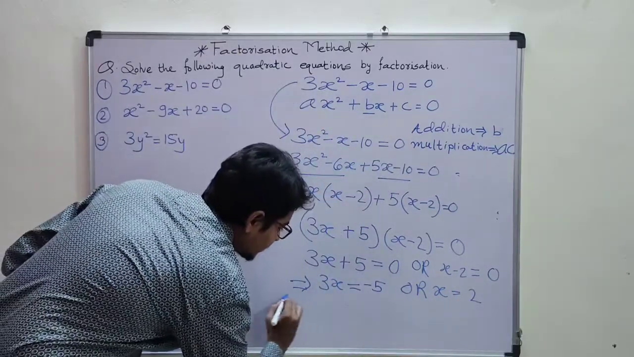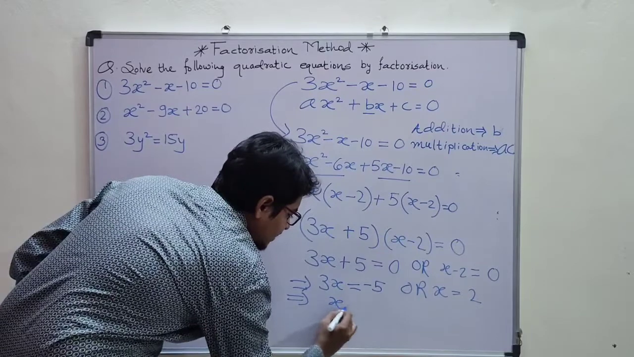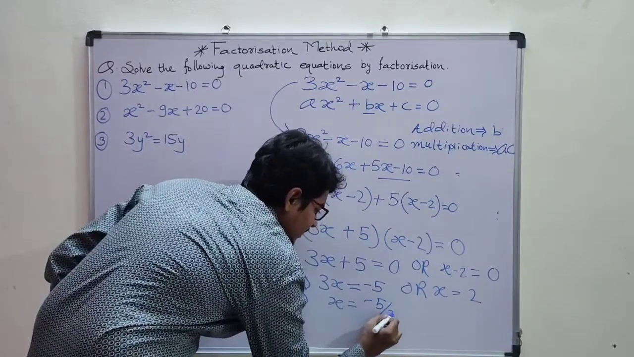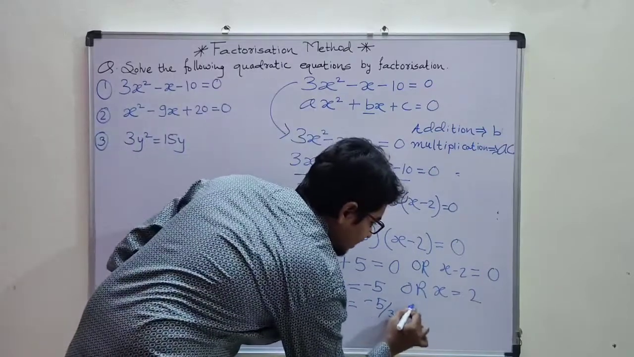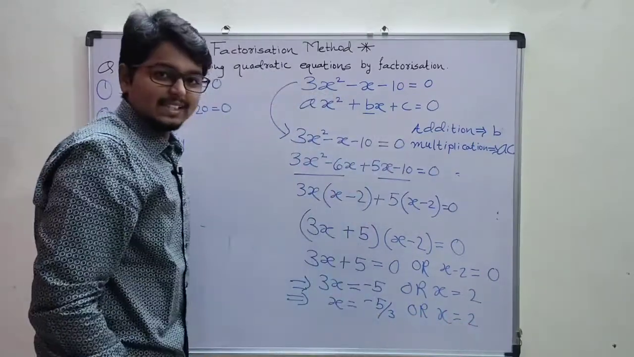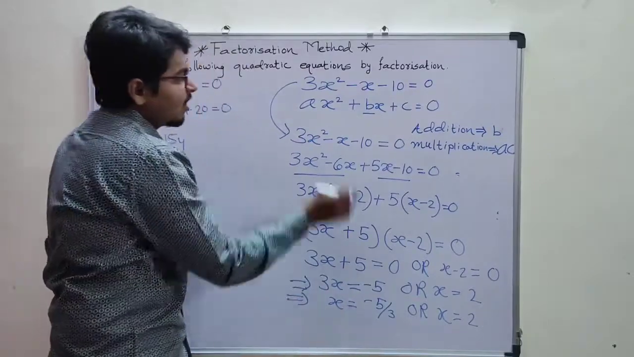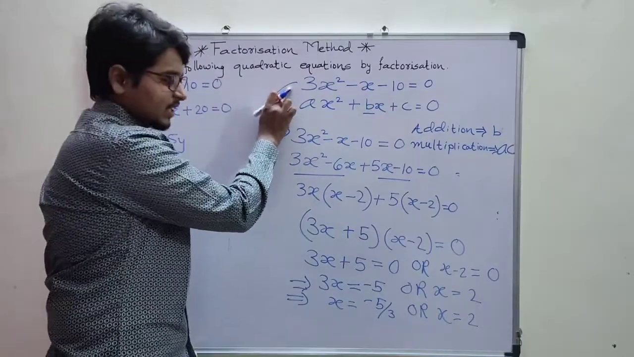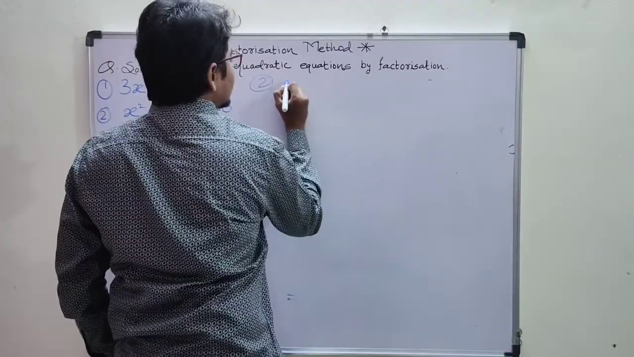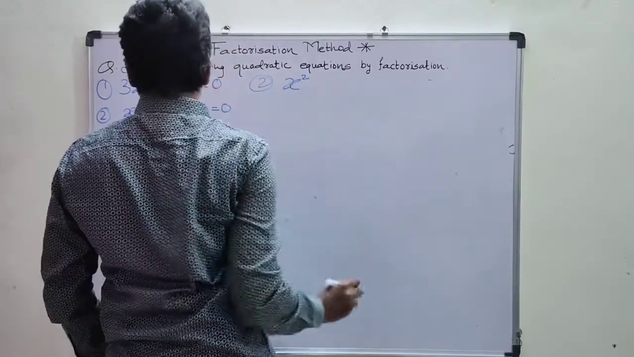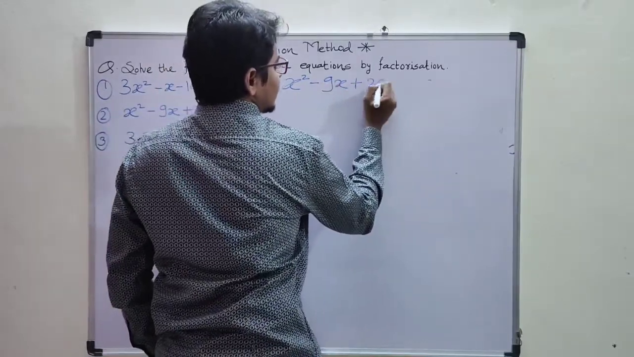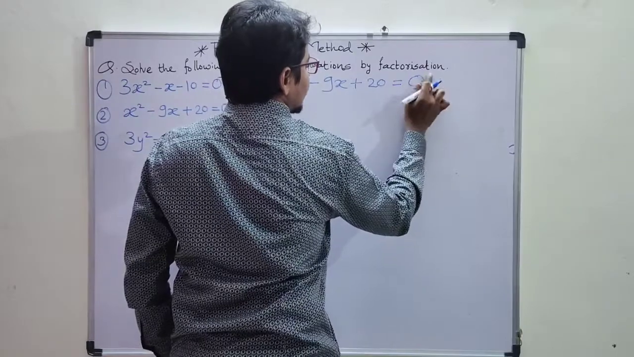Then the value of x will be x is equal to minus 5 upon 3, or x equal to 2. So these are the solutions of this quadratic equation. Now we will solve the second one: x square minus 9x plus 20 is equal to 0.